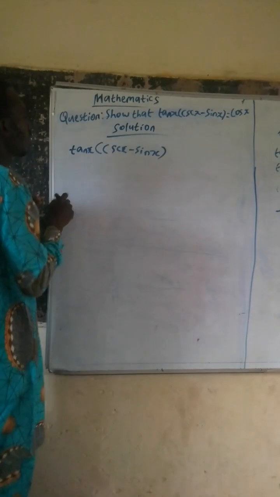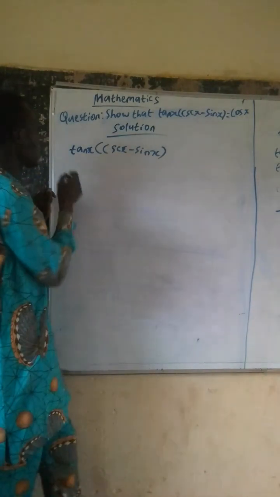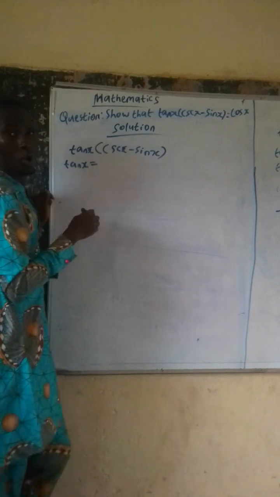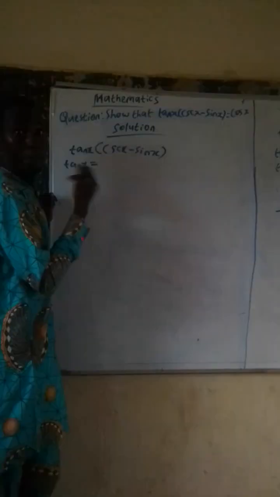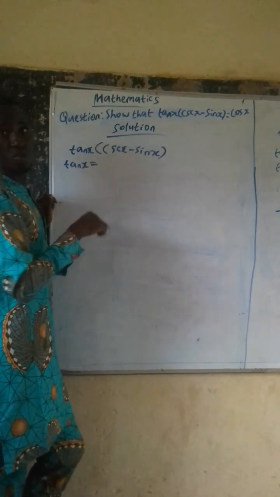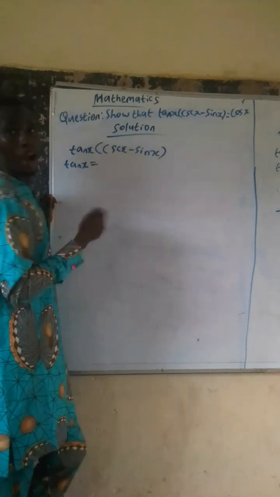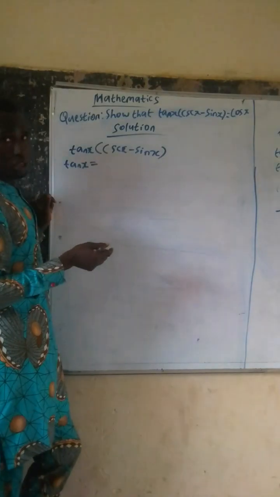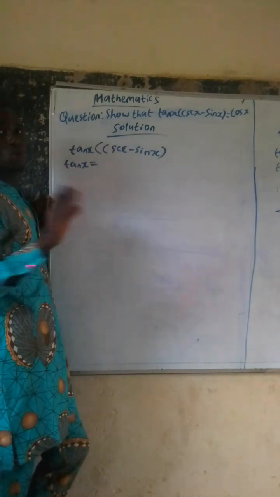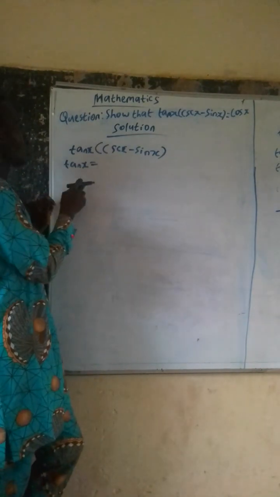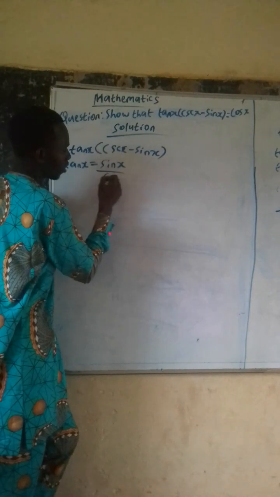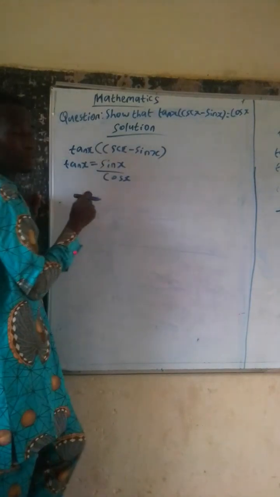Are you getting me? So in mathematics, tan x, or probably you can replace this x with theta. Are you getting me? Or alpha or beta. So any symbol you wish to represent it, but I wish to represent it with x. Are you getting me? So tan x is equal to sin x all over cos x in mathematics.